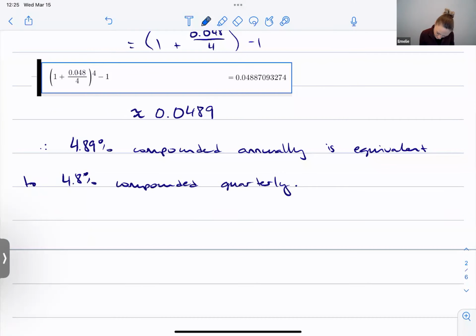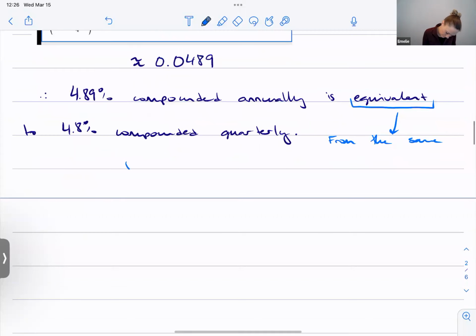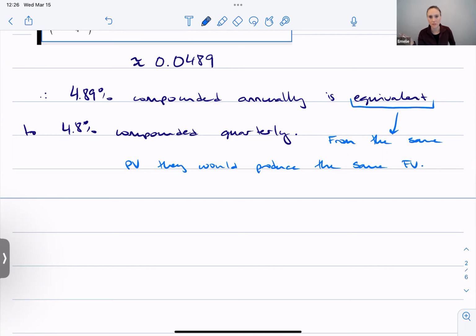So here, equivalent means that from the same present value, they would produce the same future value, over the same amount of time, obviously. Okay. So that's what it means to be equivalent, right? You take some present value, and it would grow to the same future value. But the compoundings are different, and that's okay. That's taken into account.